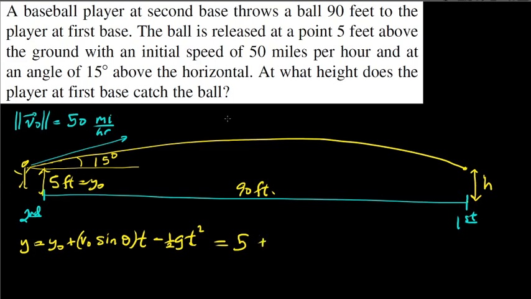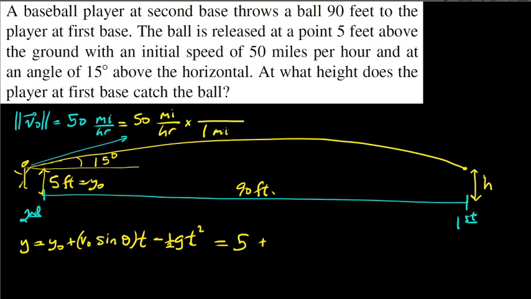Plus v0, v0 is 50 miles per hour. However, unfortunately, the distance to first base is not in miles, it's in feet. So we have to be careful. If you use 50 times sine of 15 degrees times t, you're going to run into problems here because you're going to get different units. So before we do anything else, I think we should convert 50 miles per hour to feet per second.